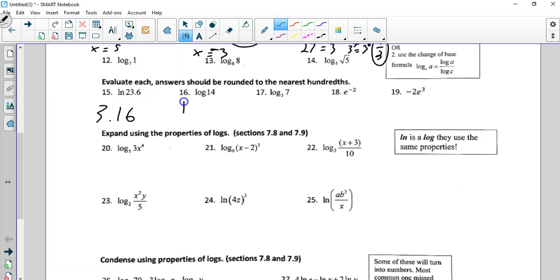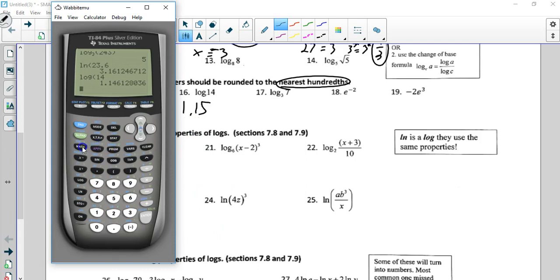Now be careful, that's going to be 1.15. Pay attention to your rounding. It says hundredths. So the 4 becomes a 5 because of the 6 next to it. Pay attention to that. Log base 3 of 7.